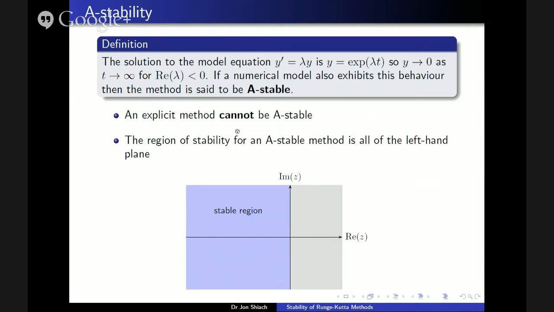A common exam question which always pops up, a bit of a trick question: quite often you'll see an explicit method and the question is to determine whether it's A-stable. Quite simply, an explicit method cannot be A-stable. So in your exam you can write, this is explicit, so it can't be A-stable. I've seen pages and pages of algebra, people trying to work it out. It's like, well, it can't be.